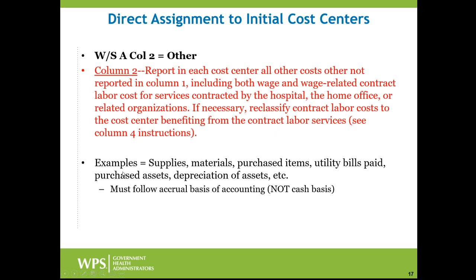And then there are other things that go in column 2. A lot of cost centers have a large chunk of their costs going in column 2. Things they've purchased like supplies, materials, other purchased items that have been used. Keep in mind we're under the accrual basis of accounting, so it's not just the purchase of supplies, it's the use of supplies that matters. Utility bills paid, assets that have been purchased, but then again, they have to have been used. It's the depreciation of those assets, assuming they're depreciable. As a reminder, it's the accrual basis of accounting. We're not under the cash basis of accounting. It's not just the purchase that matters.